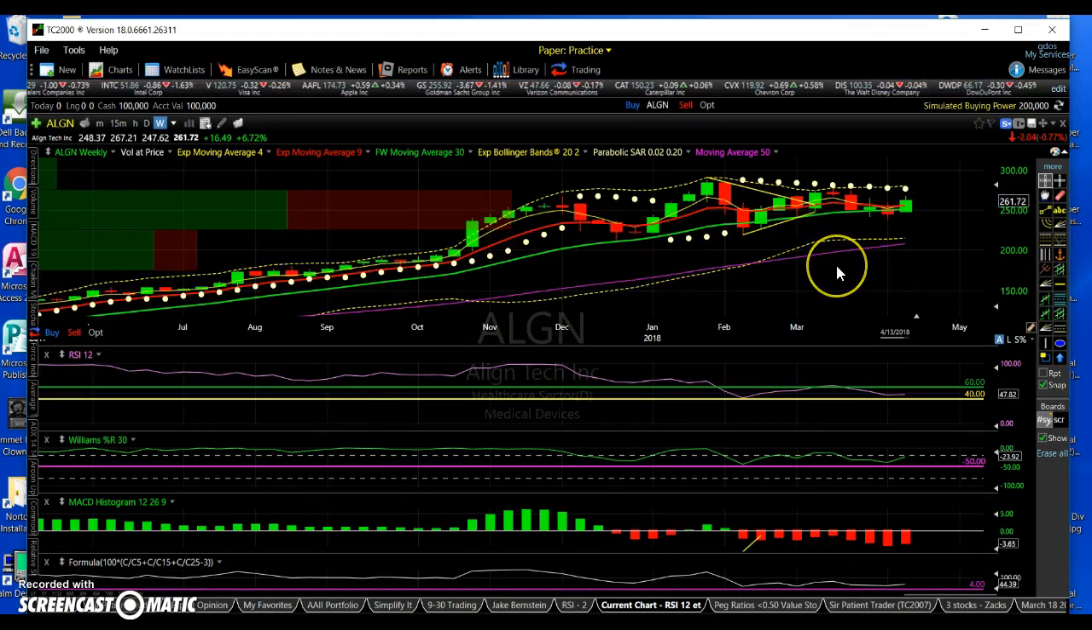Here's Align. I used to own this, but I don't own it right now. However, I like the chart pattern right here. It's consolidated, very much like some of the other stocks. Made a high, dropped with the rest of the market, consolidating here. And now last week, it made a nice move up. So I like Align here now. You can see these other indicators looking very similar to some of the other charts we just looked at.